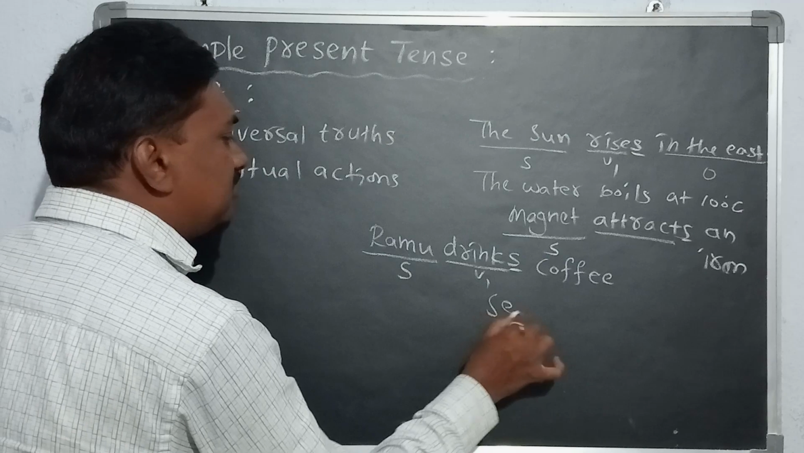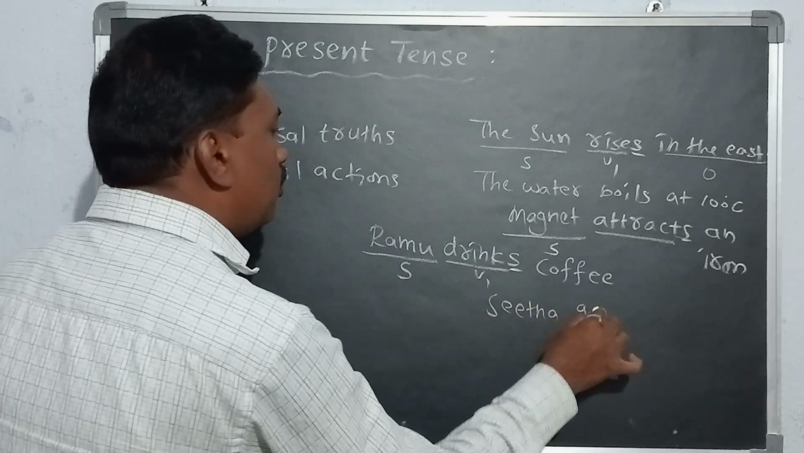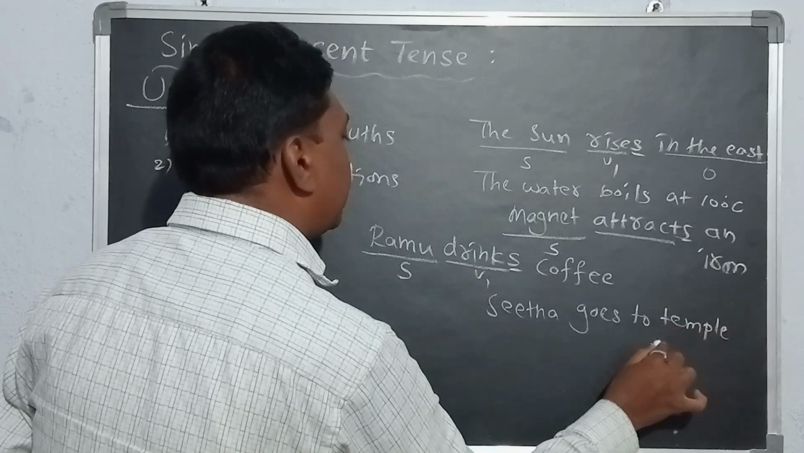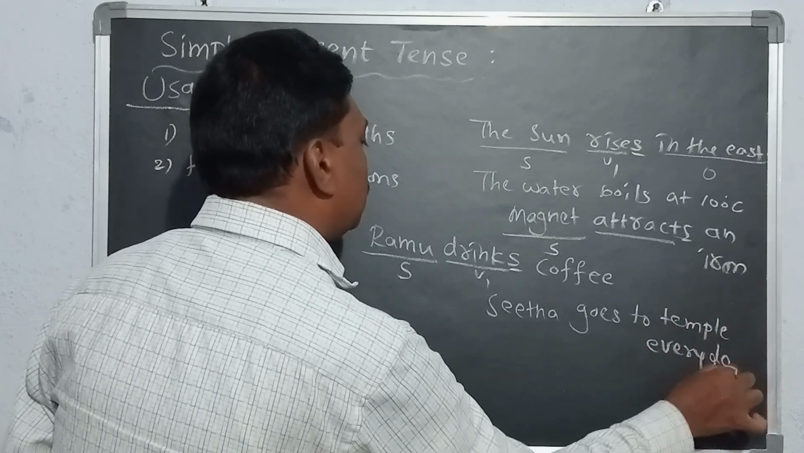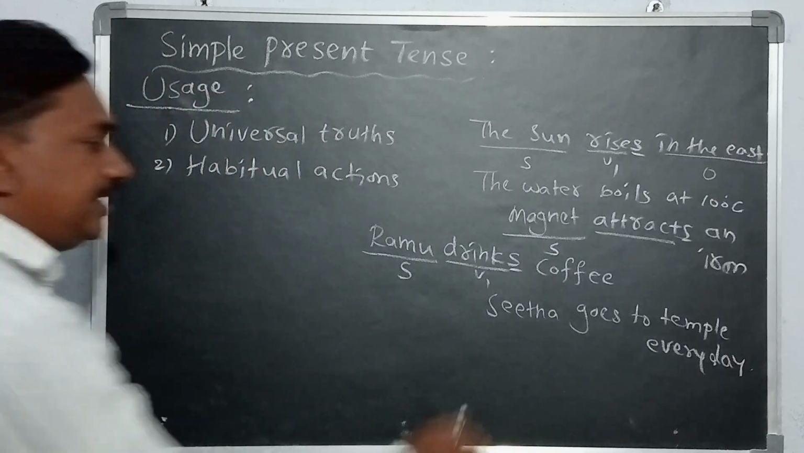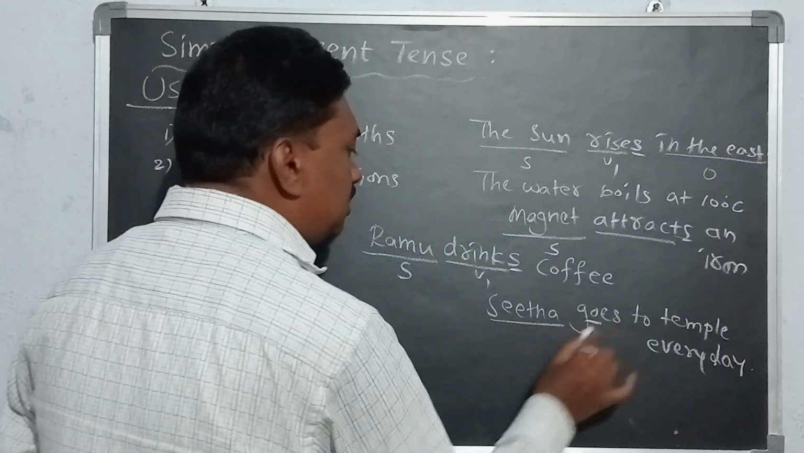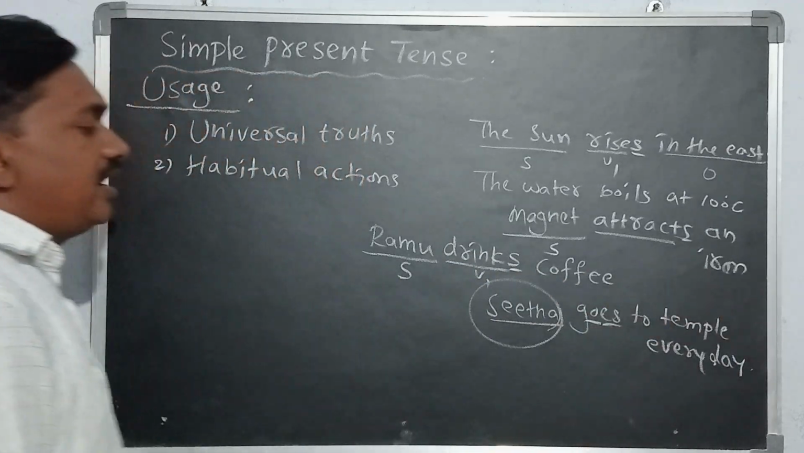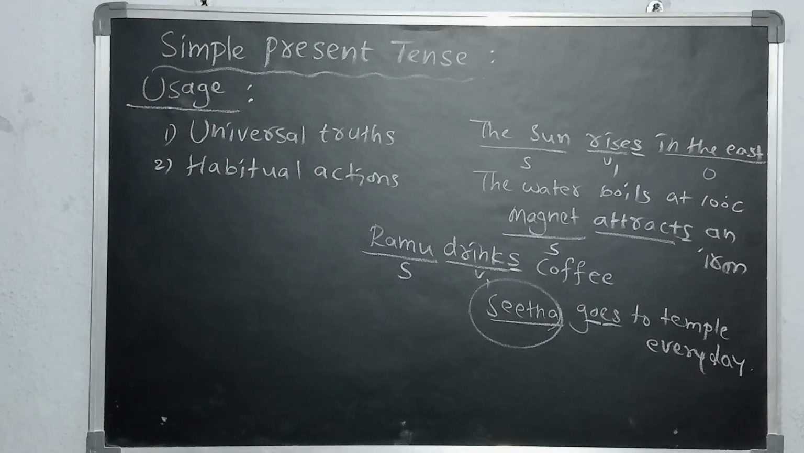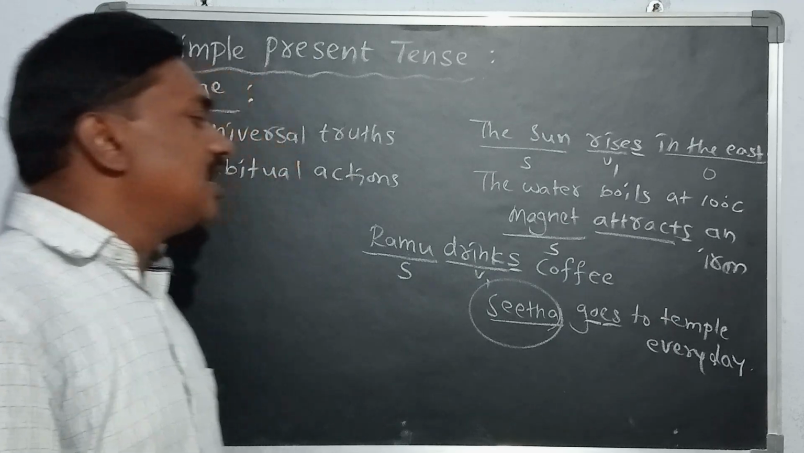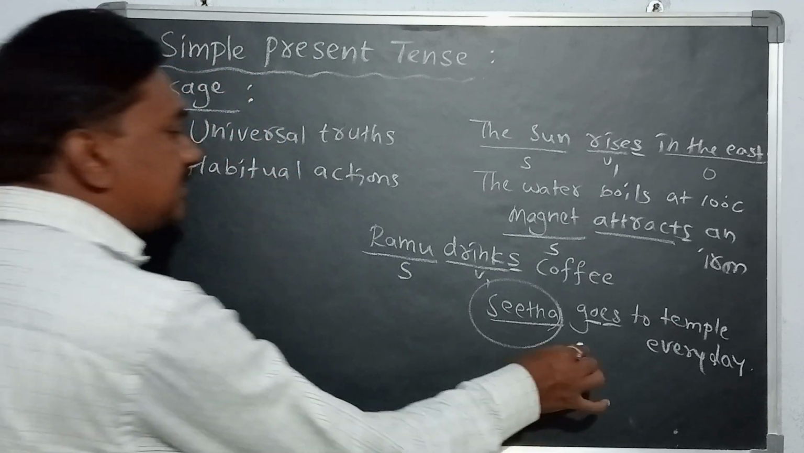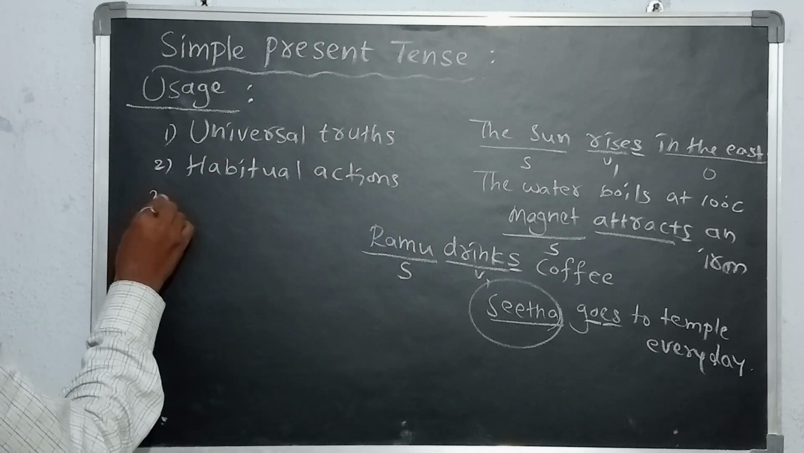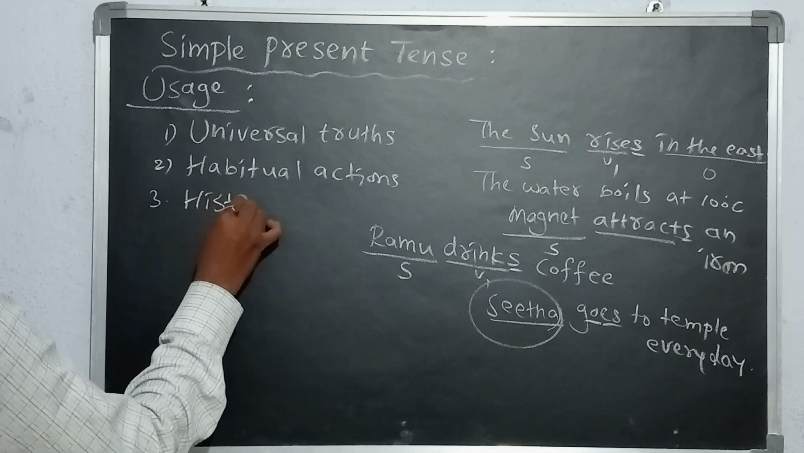Okay. Sita goes to temple every day. This is Sita's habit. Sita is the subject, go is the verb. Sita is third person singular, so here we write es. The verb go is added with es. Sita goes to temple every day. This is Sita's habit. Universal truths, habitual actions, and historical events.